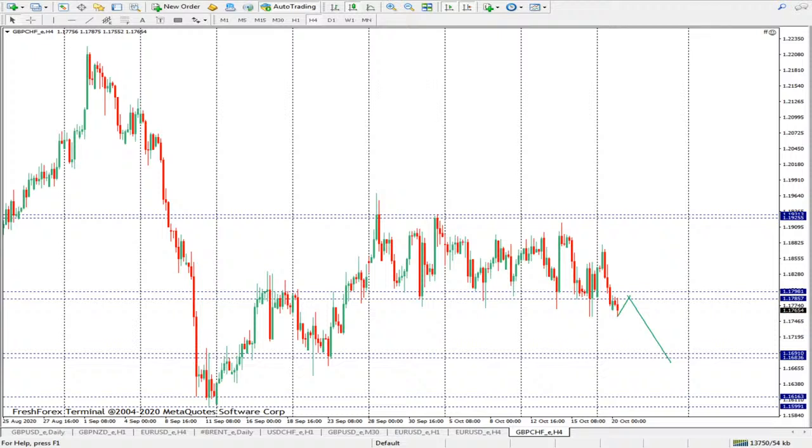So I hope that makes sense. That's what we are waiting for. We just want price to retrace back up to this level, then we pick a sell position, expecting that sell to push price up to the next level.